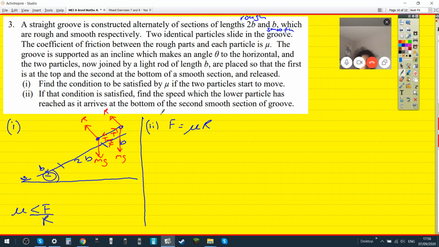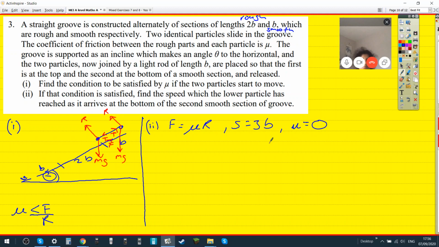Okay, how would you do it Suvat wise? I'm not sure if S would be 3B or 4B, because the lower particle is already at B, so wouldn't distance traveled be 3B? Do you have to do the two separately? For one of them S is 3B, and for the other, no, it'd be 3B for both, wouldn't it? Yes, it would be 3B for both of them. Okay. So S is 3B. U is, I think it's 0 because they're released. I think so.